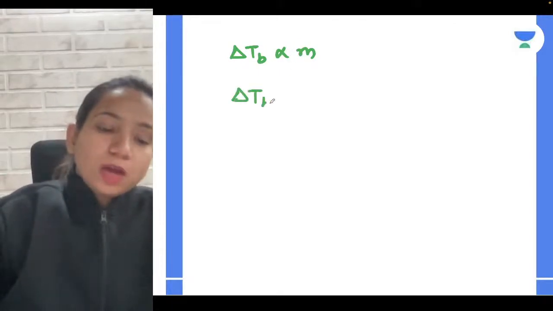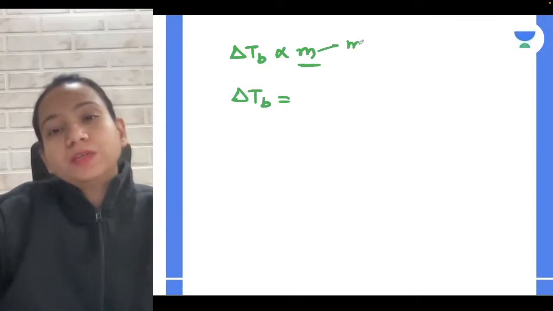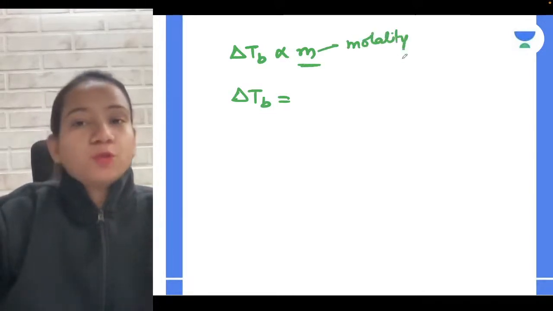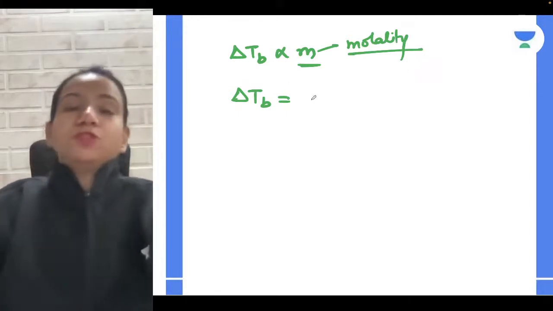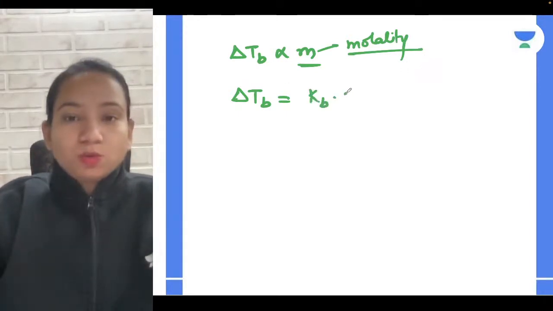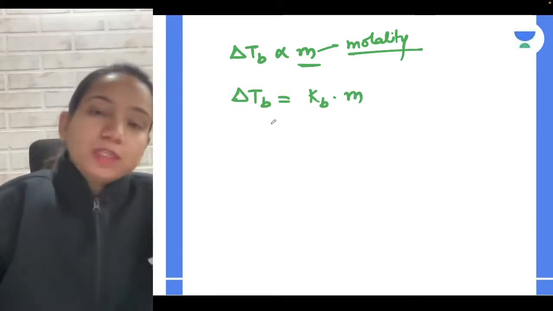So what I can do, it's simple: wherever we will be solving any question, if the proportionality sign remains, we won't be able to do the numericals. So we have to introduce some constant. So delta Tb is equal to Kb dot m. Okay, so what is Kb here?